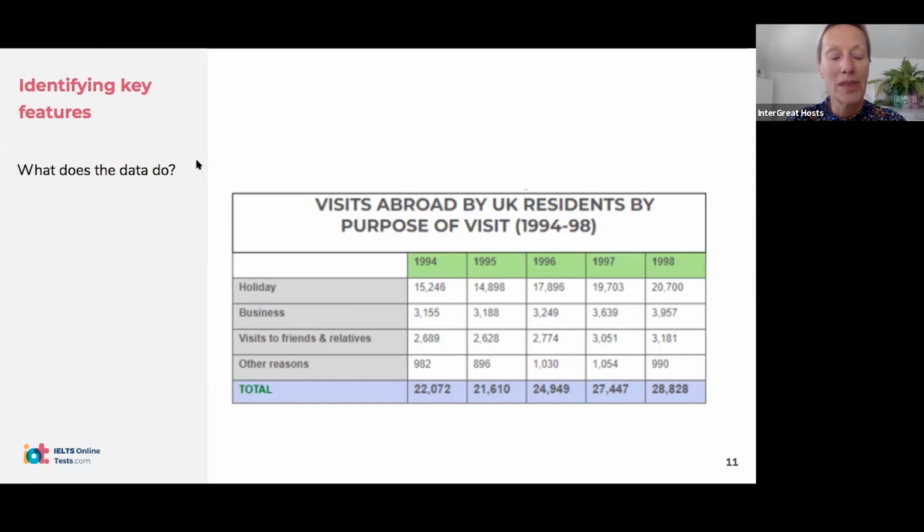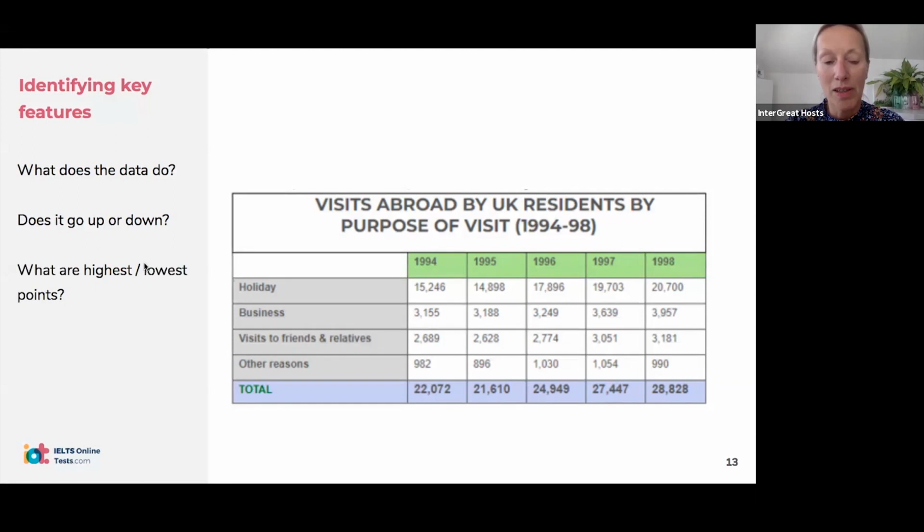Right, so first of all, thinking of these questions, what does the data do? Okay, in other words, does it go up or down? If you have a look at that. Generally, what does it do? Yes, it goes up. So if you look at all those figures, it generally goes up. Okay, there's a little bit of fluctuation, but generally up.